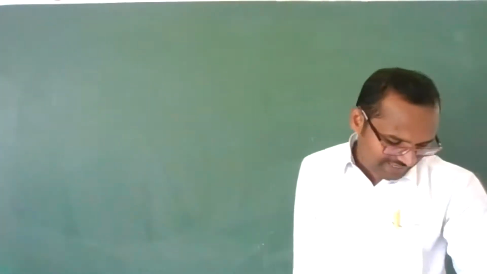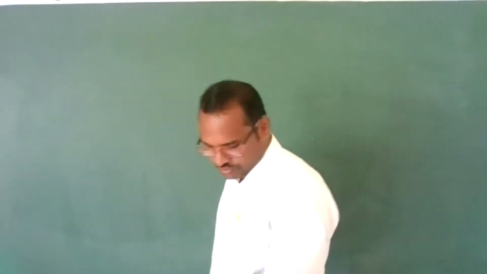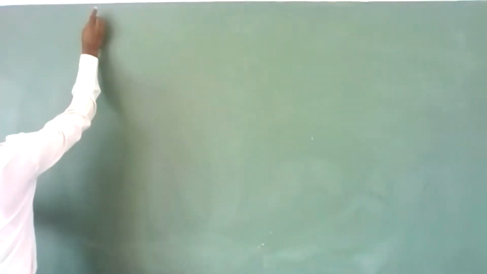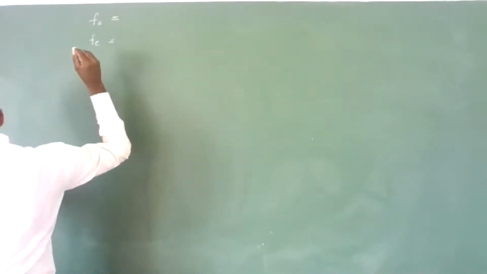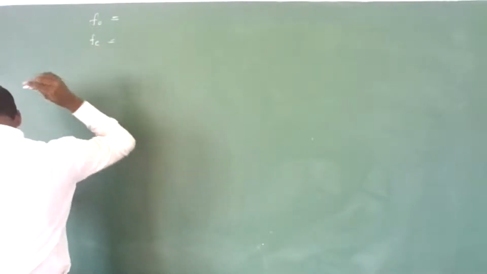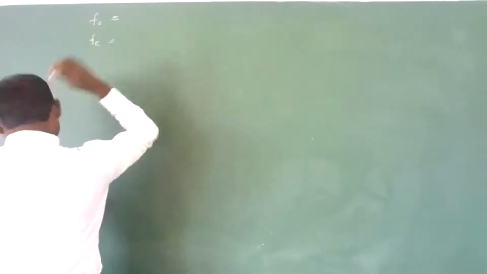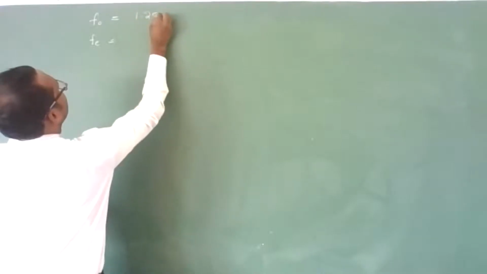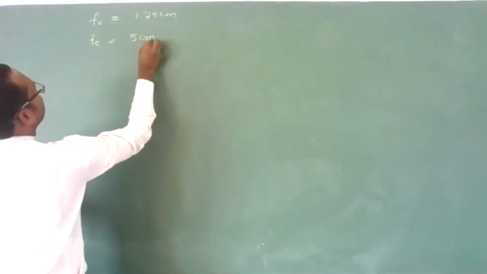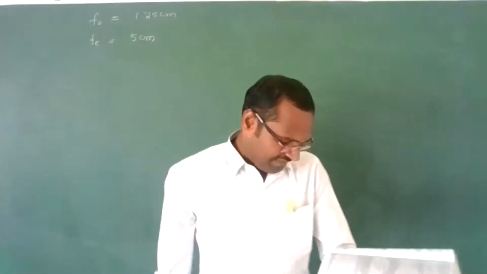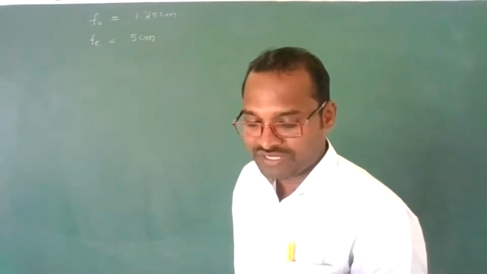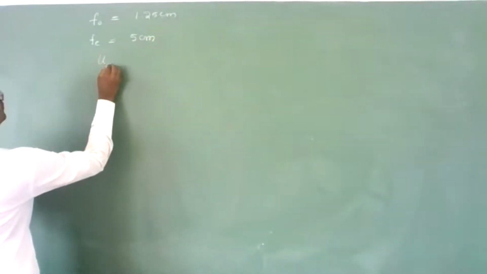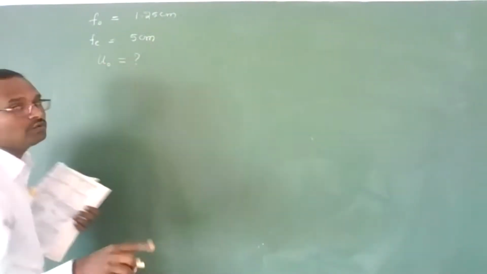Question is: the focal length of objective and eyepiece of a compound microscope are 1.25 centimeter and 5 centimeters respectively. Now, find the position of the object with respect to the objective in order to obtain an angular magnification of 30 in normal adjustment. You need to find the position of the object with respect to the objective.